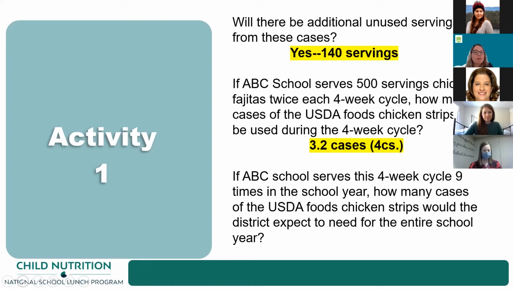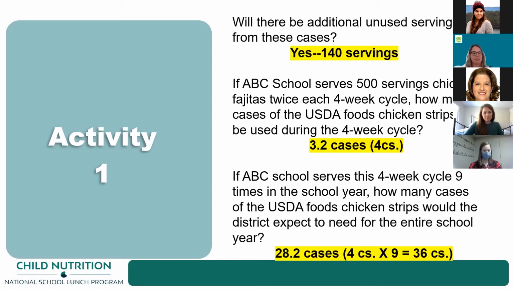And then if they're going to serve that 4-week cycle 9 times in a school year, how many cases of chicken strips would they need? And so for that, we see that in order to get the exact amount, so the 9,000 servings that they need for that year, would require them to purchase 28.2 cases, right? But we're rounding that 3.2 cases up to 4 cases. And then we're multiplying that by the 9 times it's going to be served during the school year, and we get 36 cases.